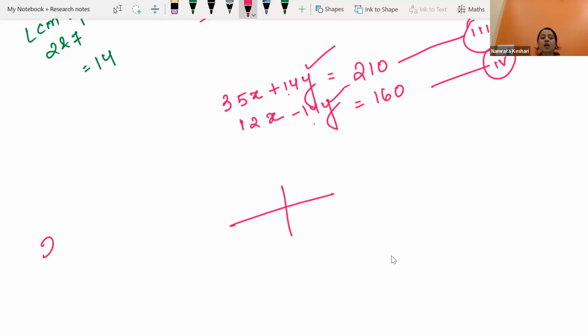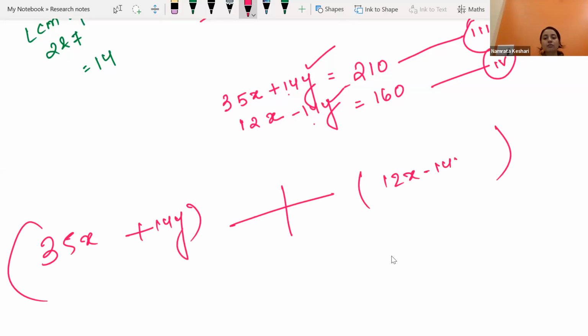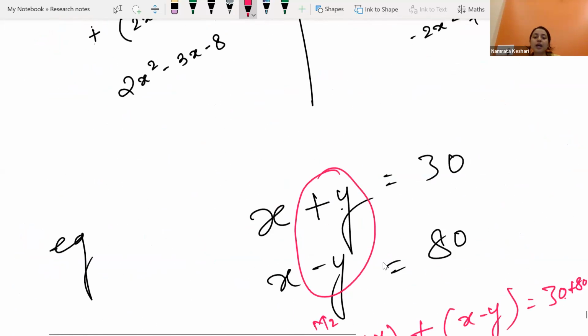We'll be adding 35x with 14y, equation 1 with equation 2, 12x minus 14y. Here 210 plus 160. When you open the bracket, 14 and 14 will go and you will be left with only the x term, and easily you will be able to find the x value from here. That x value you can substitute in any equation, maybe 1, 2, 3 or 4, and you will get the y value. Are you getting it? Yes, ma'am. Okay, so these are all the possibilities I have shown to you.